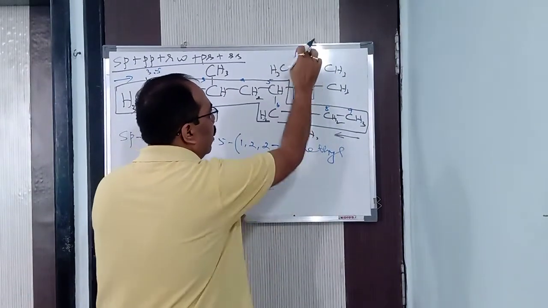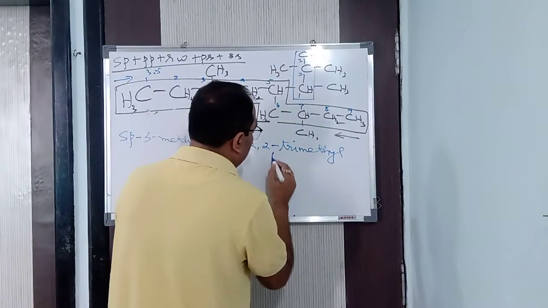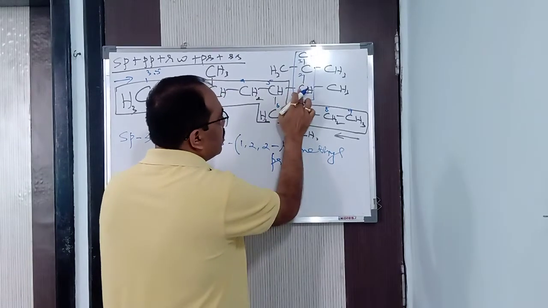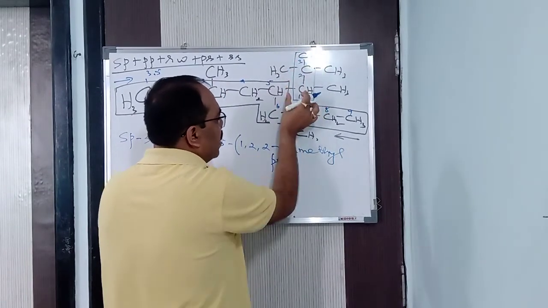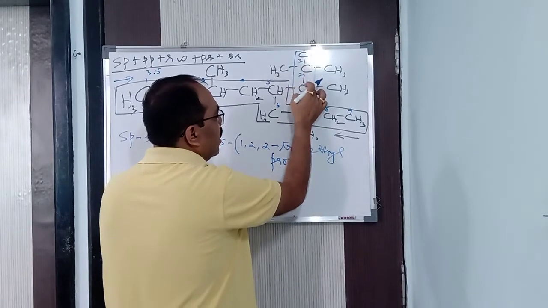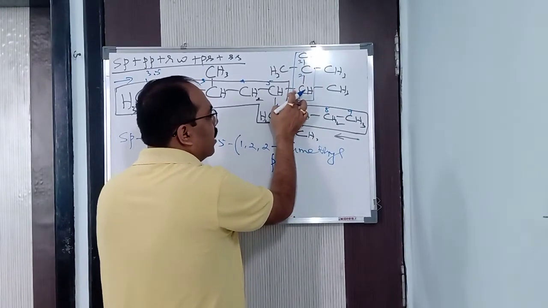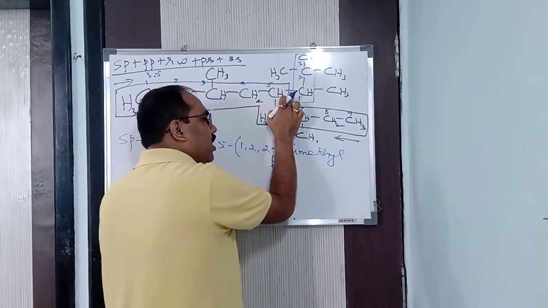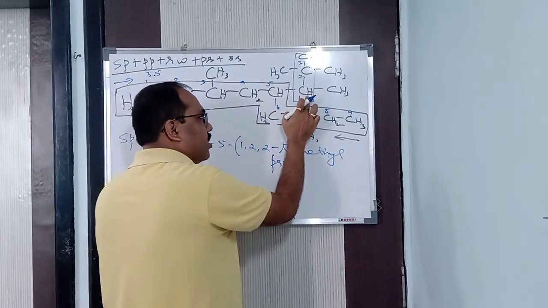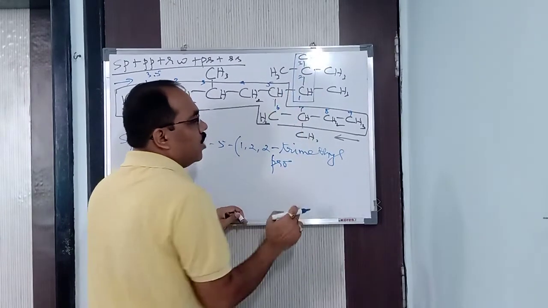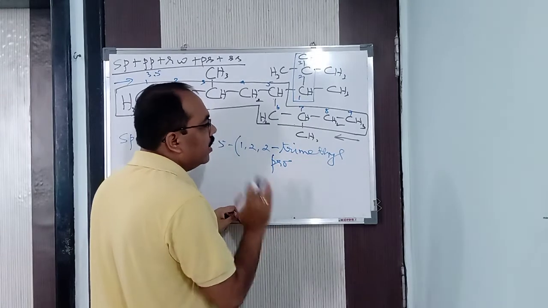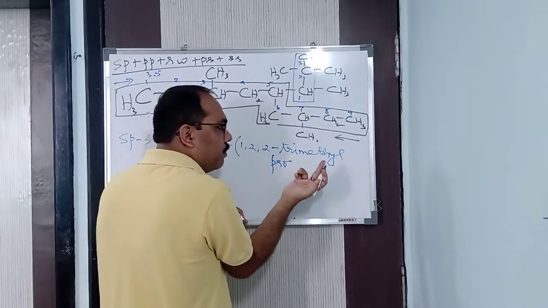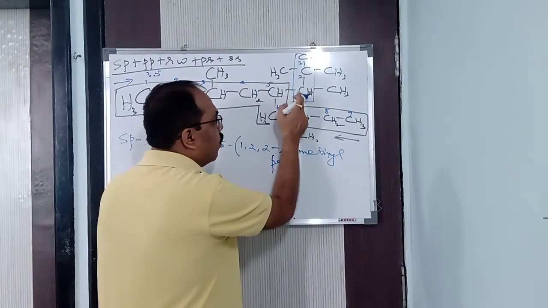And what is the root here? Prop, because 3 carbon atoms. But what is prop? Is it propane? No. Why? Because propane means the branching ends there, like it will be CH3, CH2, CH3. But what do we see here? One branching is there. That means I have removed one hydrogen from here and done a branching in the main chain. It should be propane, but from propane I have removed one hydrogen.